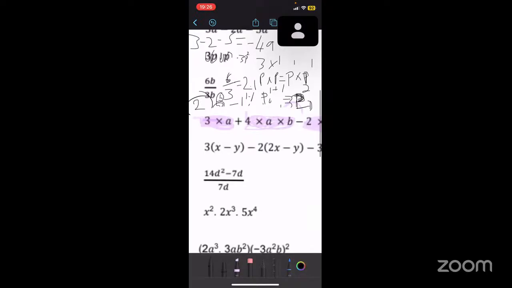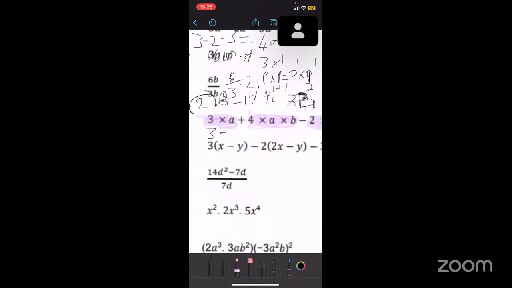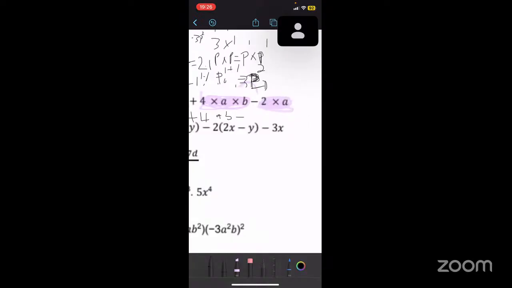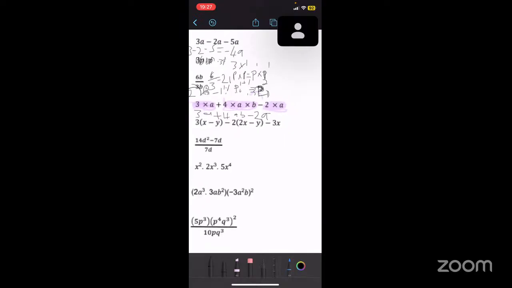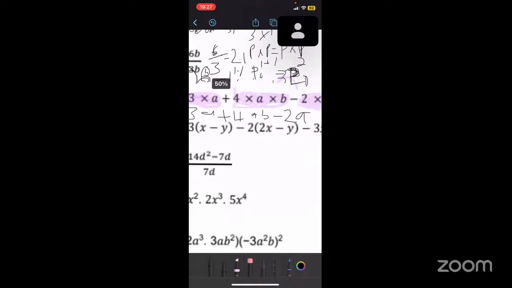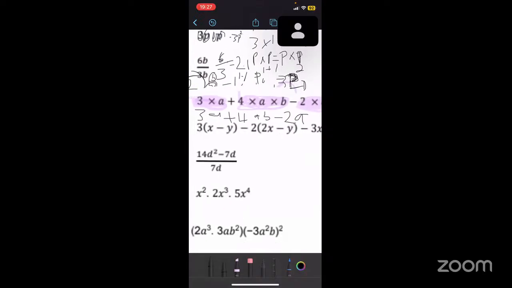So that means we're going to have 3 multiplied by A, which is going to give us 3A, and then we have positive 4 multiplied by A multiplied by B. It's going to give us a positive 4AB, okay? And then we're going to have a minus 2 multiplied by A, which is going to give us a negative 2A. All right. So almost at the end, we have 3A plus 4AB minus 2A. Okay.